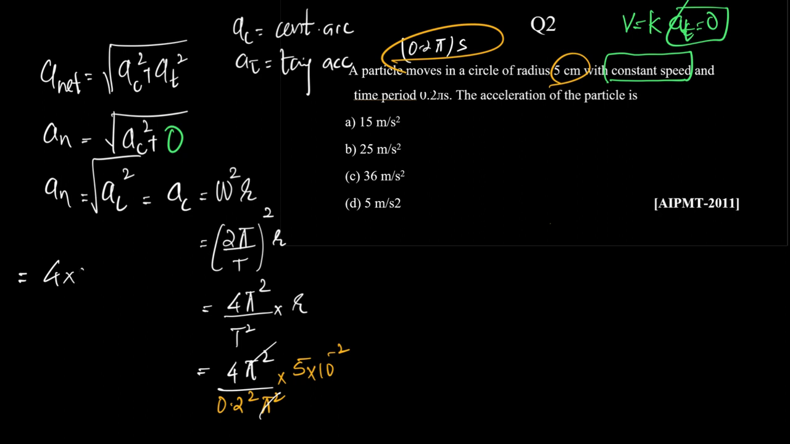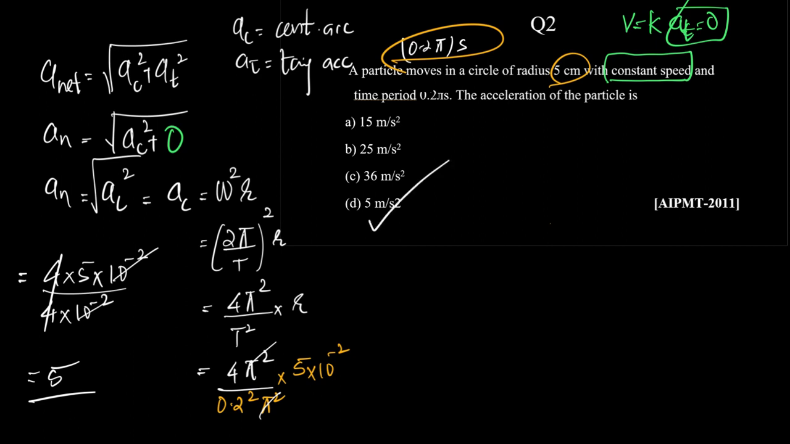So what we get is 4 into 5 into 10 to the power minus 2, the whole upon 0.2 square, which can be written as 4 into 10 to the power minus 2, right? So now 10 to the power minus 2 by 10 to the power minus 2 is 1, 4 by 4 is 1, so what you get is 5, which makes the correct option as option D, 5 meter per second square.